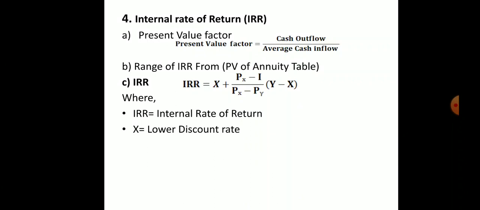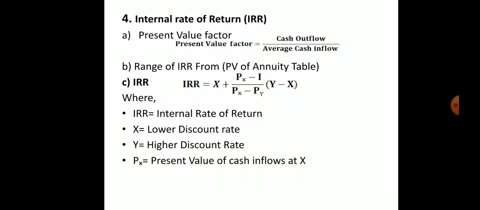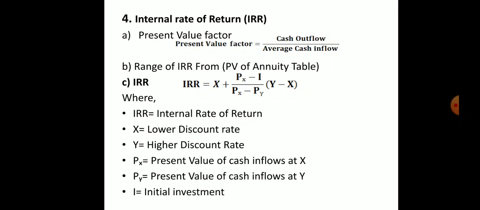X is the lower discount rate, y is the higher discount rate, px is the present value of cash inflows at x. So we have to convert that into present value, then we will get the value of px. Next, py means the present value of cash inflows at y. Two ranges are there, one is x and one is y. I is the initial investment. So this is the problem.